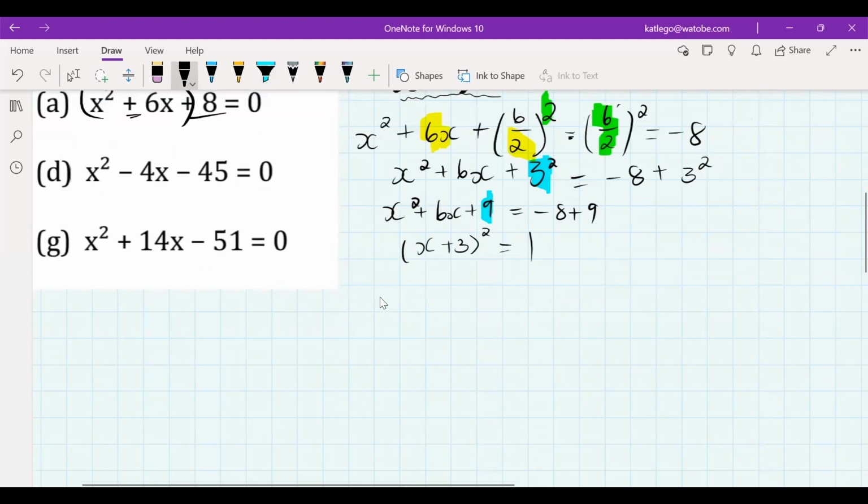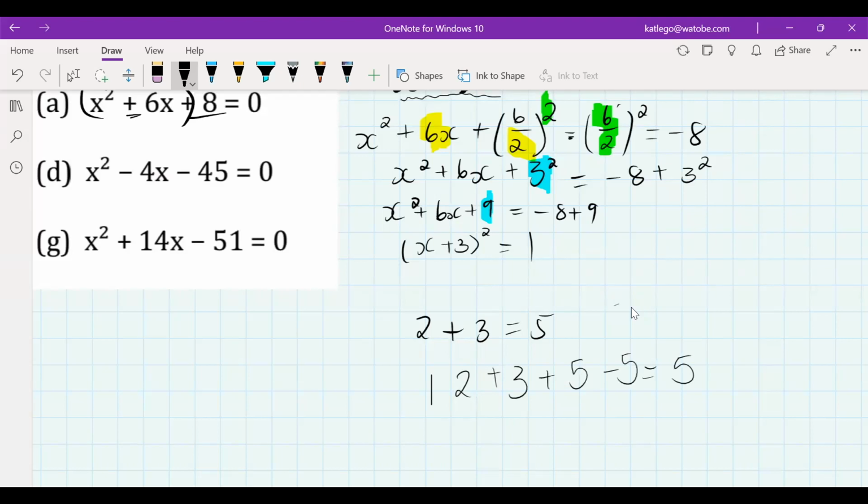Okay, let me use something simple. 2 plus 3 equals 5. That's true, right, Anita? I hope Anita's with me. But if I say 2 plus 3, and then I suddenly add a 5 on the left, equals 5, is this still true? This can't be true anymore, right? So you have to subtract 5 to make it true.